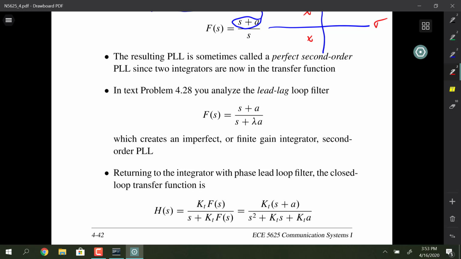A related loop filter is the one shown here. This is in text problem 428. This is called the lead lag loop filter. This was popular when I worked in industry and we used op amps to make loop filters, and we didn't want to have a perfect integrator, because the perfect integrator has issues with drifting off if there's a bias in the op amp.